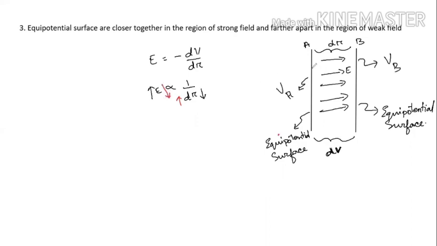Clear? So that means when you are increasing the distance between two equipotential surfaces, in that case, your electric field strength will be very small. That means it will actually tell a very weak field. So this is what we can make out from this third point. That means equipotential surfaces are very close for a strong field, and equipotential surfaces are very far apart for a weak field. So this is my third point.